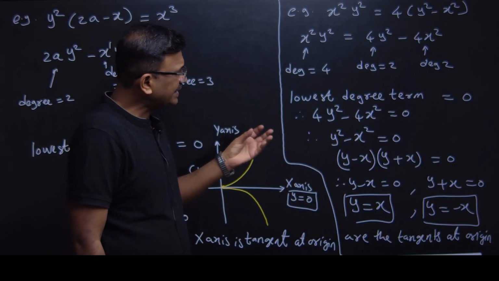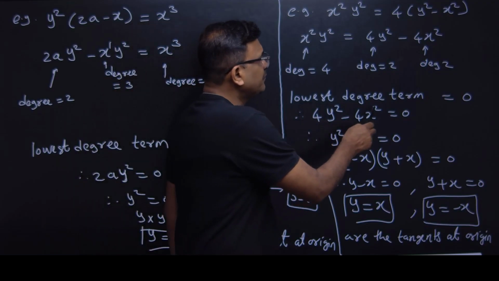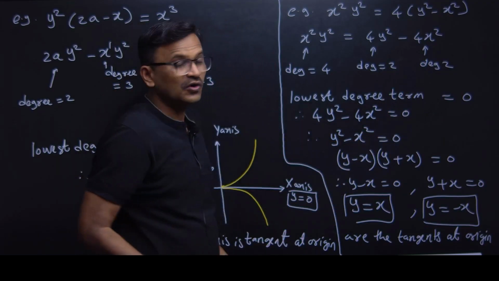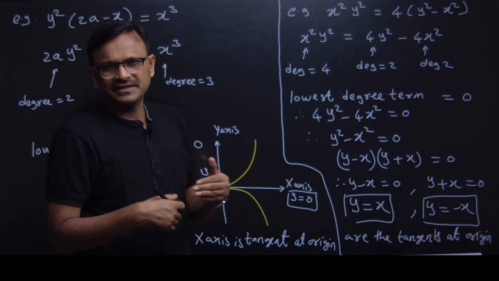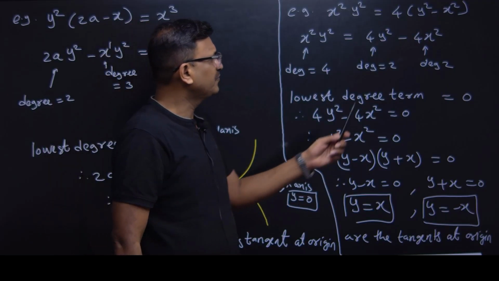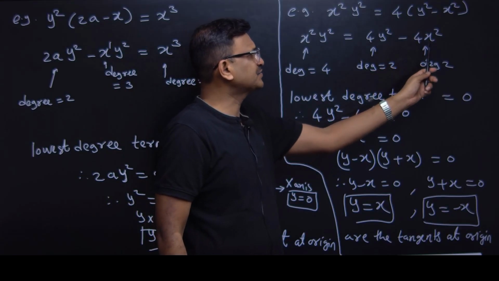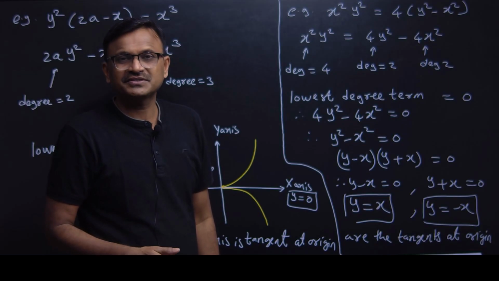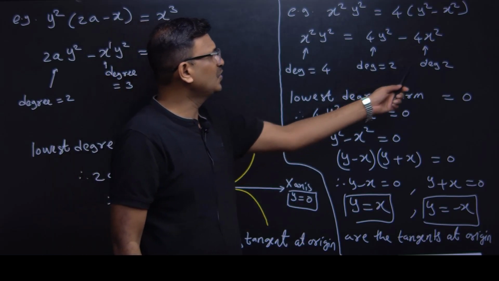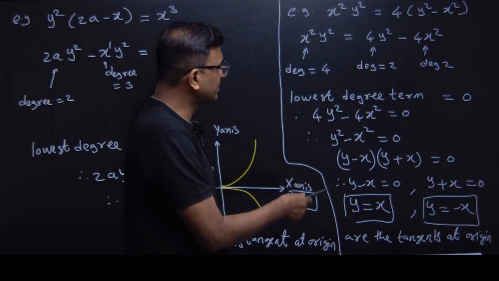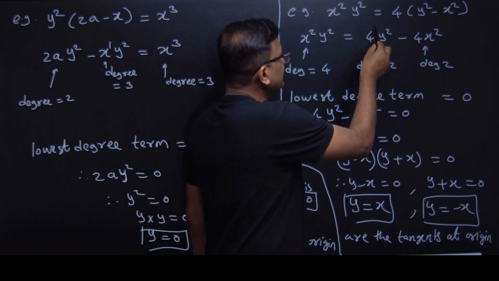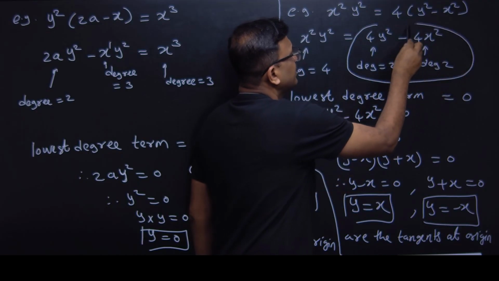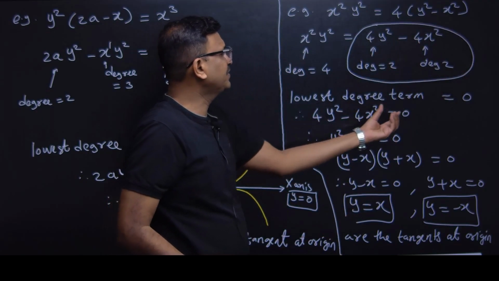To find the tangent at origin, we equate the lowest degree term, or the lowest degree terms taken together, with 0. We can observe that the two terms 4y square minus 4x square have degree 2, and there is no other term in the equation with degree less than 2. So 4y square minus 4x square is the lowest degree term in the equation. Those terms we take together and equate with 0.